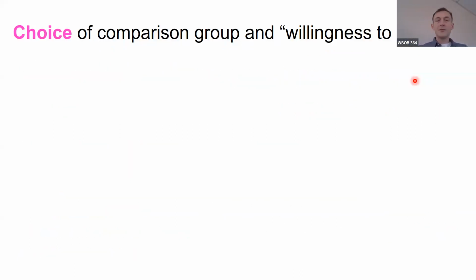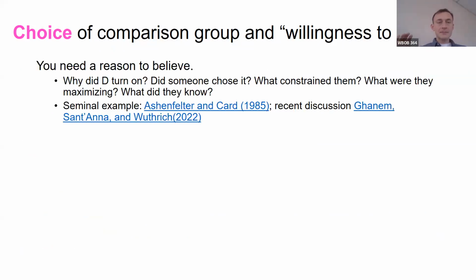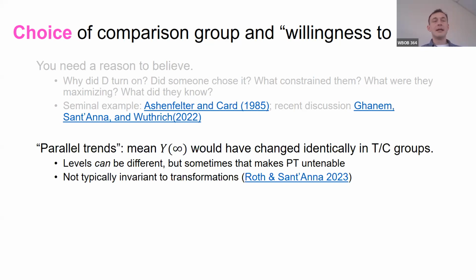A couple of notes on what it means to be willing to believe parallel trends in this case. I kind of mentioned this just now, but you need to know something about why this is varying. So again, that's outside of the econometric context. It matters for the econometrics, but it doesn't come from the econometrics.